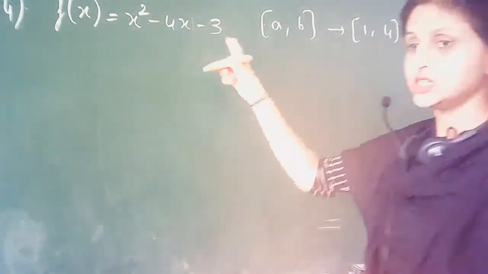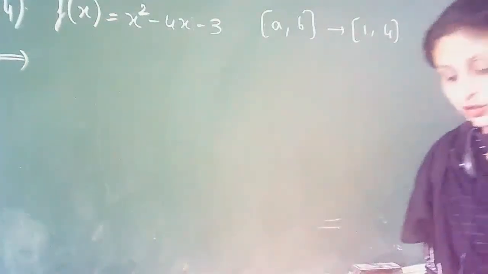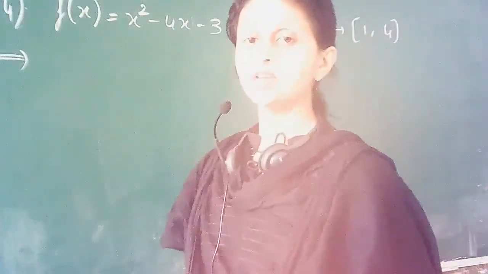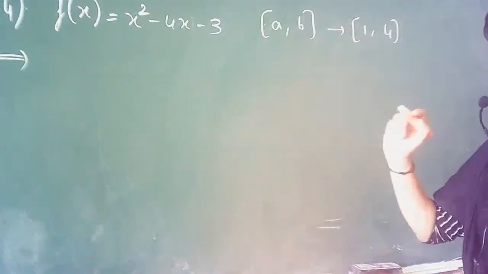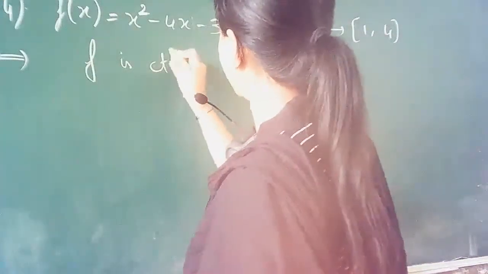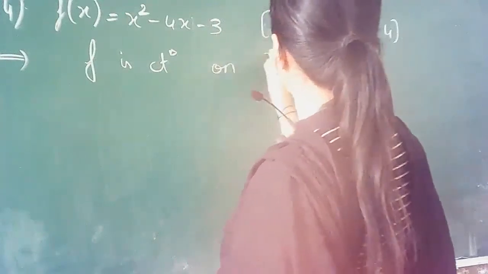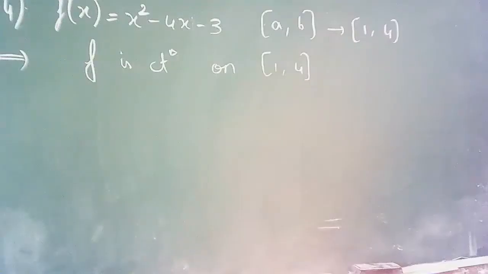Observe here. This function is a polynomial function, students. As I told you, polynomial function is continuous everywhere. This function will be continuous in this interval also. Since it is a polynomial function, f is continuous on closed interval 1 comma 4.